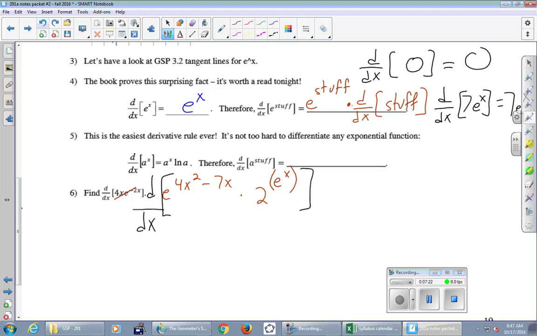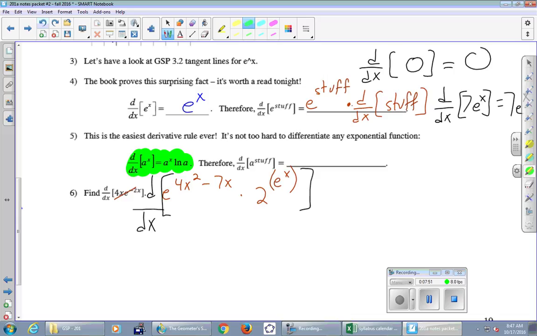Okay, let's take a look at number 5. So we just saw our easiest derivative rule ever for e to the x. Turns out it's not too hard to differentiate any exponential function, not just e, but any base to the x. So here's our brand new rule for any other number. Derivative of a to the x, where a is some constant, is a to the x. Well, that looks quite similar to what we just saw up above, right?